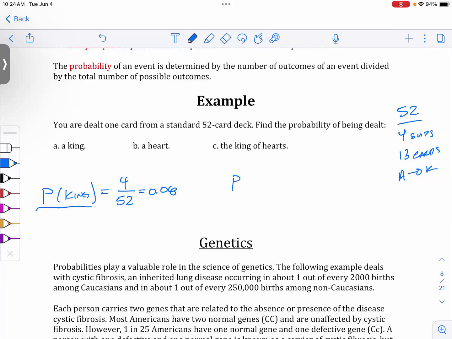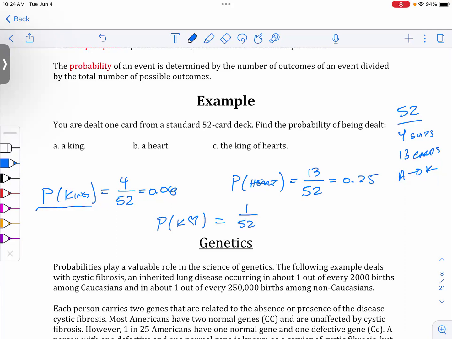And similarly, the probability of getting a heart. Since there are 13 of each suit, there are 13 heart cards out of 52 total cards, which is 25%. And then lastly, the probability of getting the king of hearts is one out of 52. There's only one of each card, 52 distinct cards in a deck.